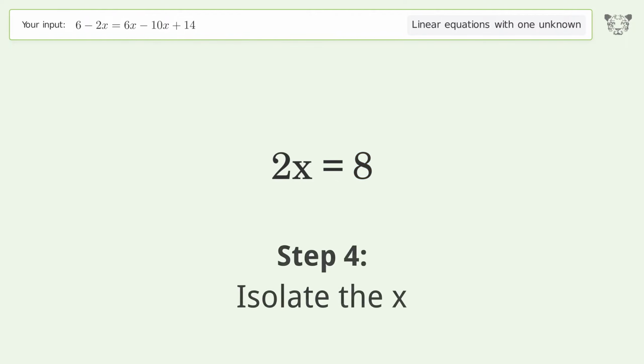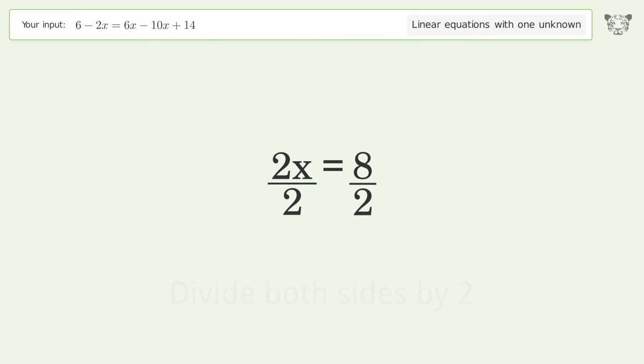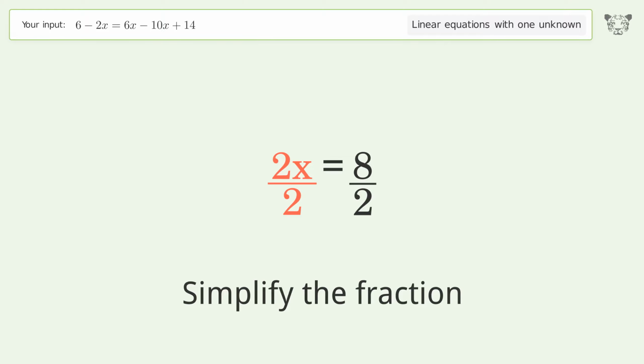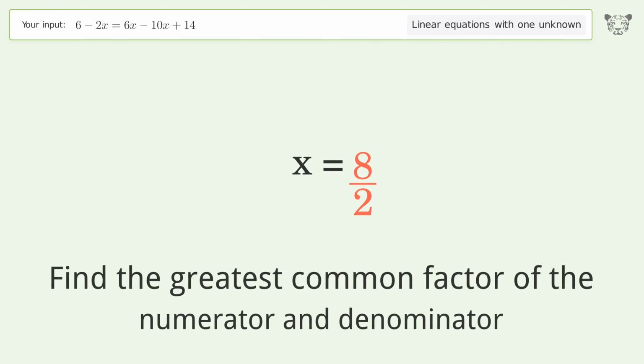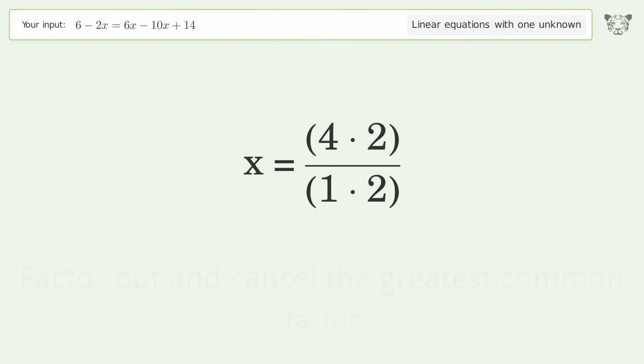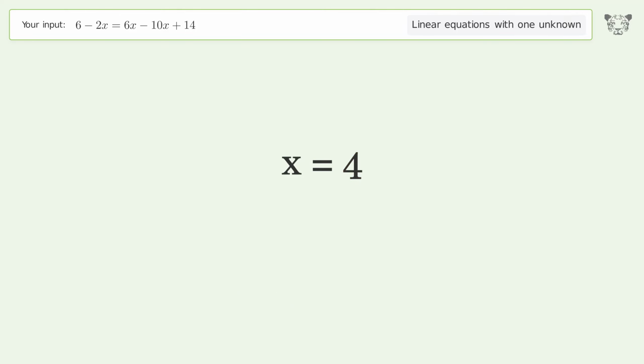Isolate the x. Divide both sides by 2. Simplify the fraction. Find the greatest common factor of the numerator and denominator. Factor out and cancel the greatest common factor. And so the final result is x equals 4.